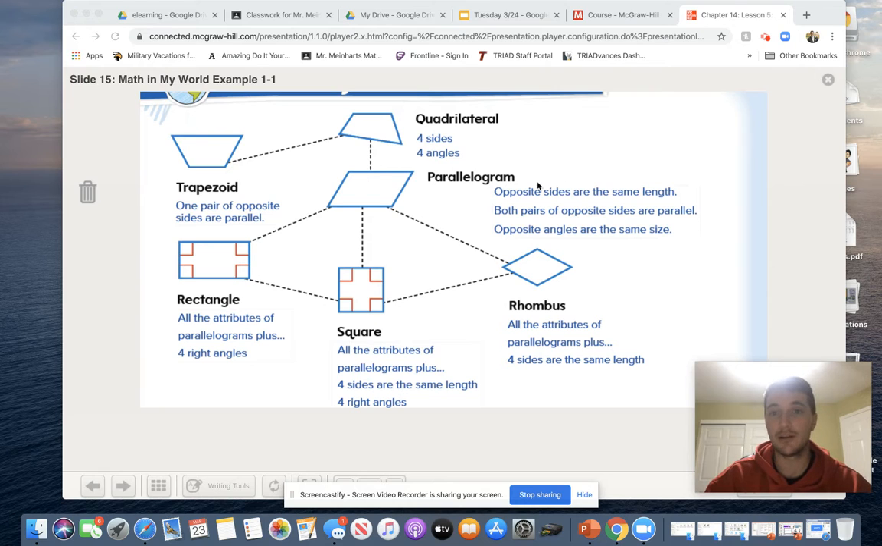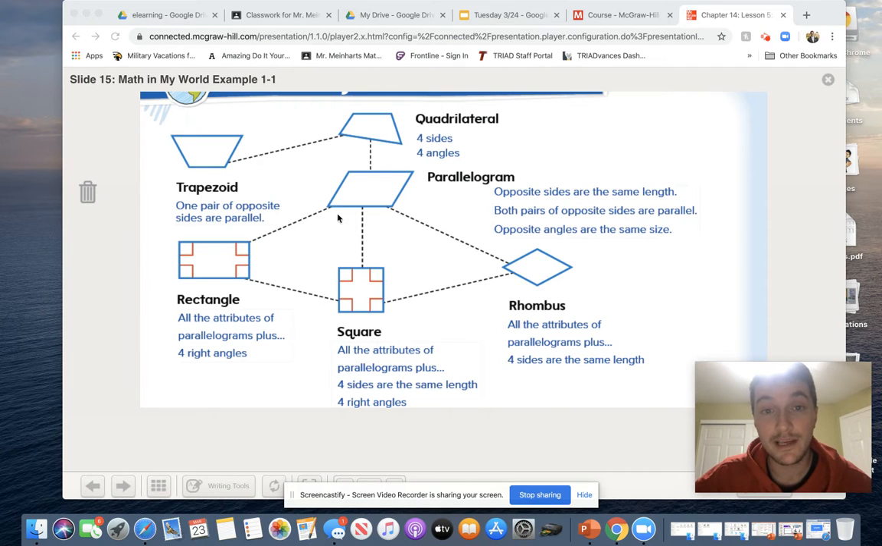We go down with parallelogram. Opposite sides are the same length. Both pairs of opposite sides are parallel. Opposite angles are the same size. What that's telling us is the opposite sides, so this side here, are the same length when you measure them. Remember, use your ruler. If you don't have a ruler, get a piece of paper and your marker, and mark where each side is, and you can see that this line and this line are the exact same length. That also means this side and this side are the exact same length as well.